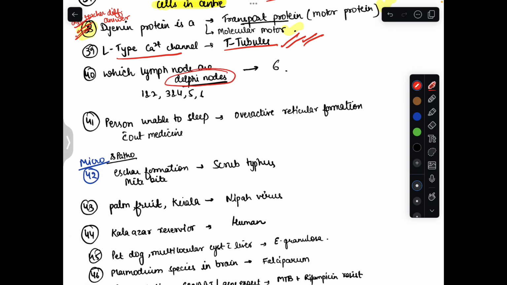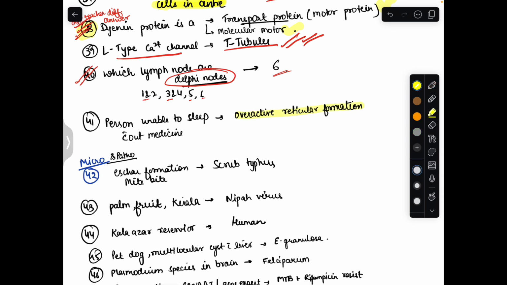Now for the 40th question, which lymph nodes are Delphi nodes? So which lymph nodes are Delphi lymph nodes? And for that the options were 1 and 2, 3 and 4, 5 or 6. The correct answer is 6. You can check this also because I don't know the correct answer for this one.